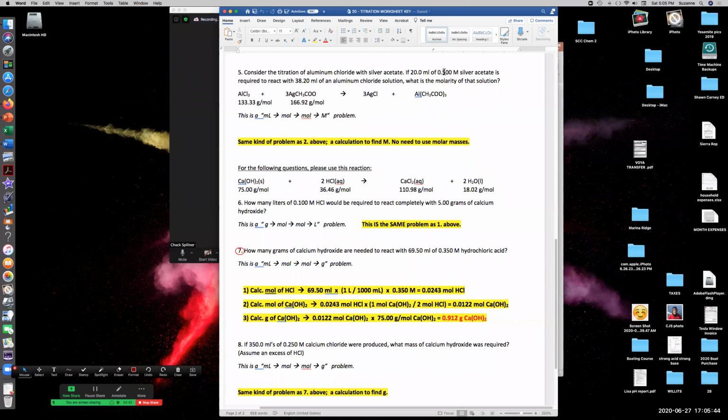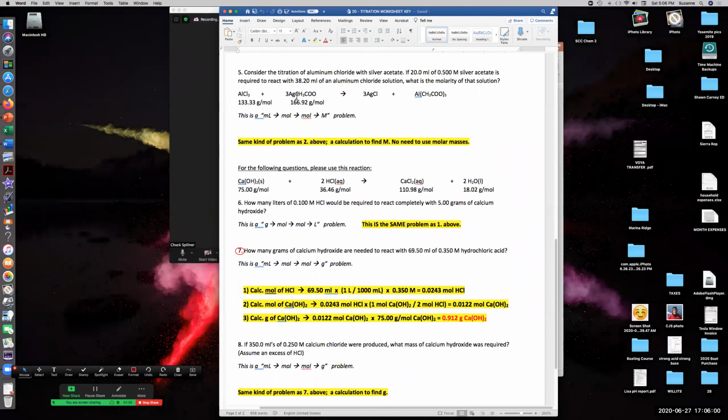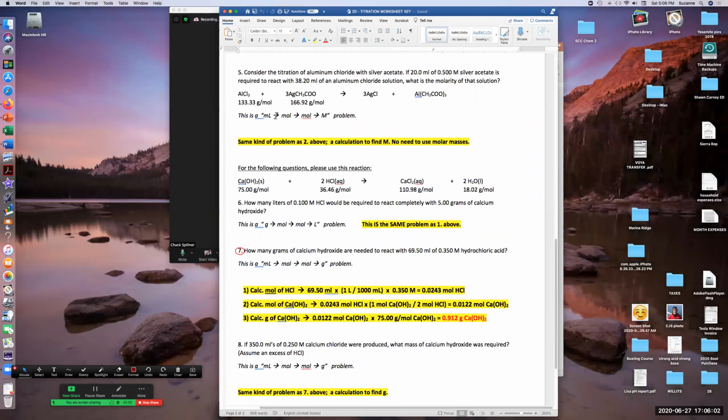So consider the titration of aluminum chloride with silver acetate. 20 mils of 0.5 molar silver acetate is required to react with 8.2 mils of aluminum chloride. Both of these are aqueous solutions. What is the molarity of that solution? So it's a mil to mol to mol to molar problem, and the unknown is the silver chloride.